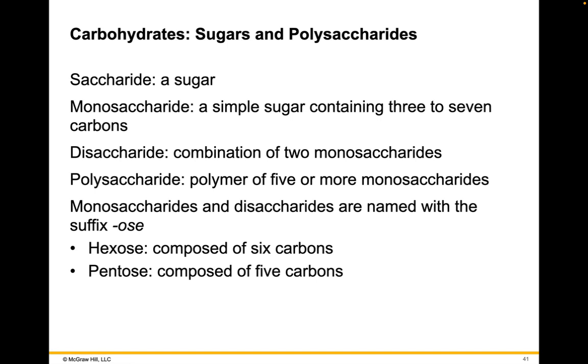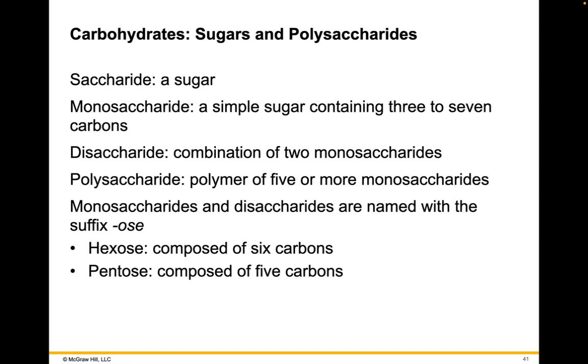So carbohydrates, a saccharide means sugar. So a monosaccharide, as I said, was a simple sugar. And this can have as low as 3 carbons with hydrogens or 7 carbons with hydrogens. Remember, everything we're talking about is organic molecules, so they're going to have carbon and hydrogen with them. A disaccharide is going to be 2 monosaccharides held together, and a polysaccharide is going to be usually 5 or more of these monosaccharides held together.